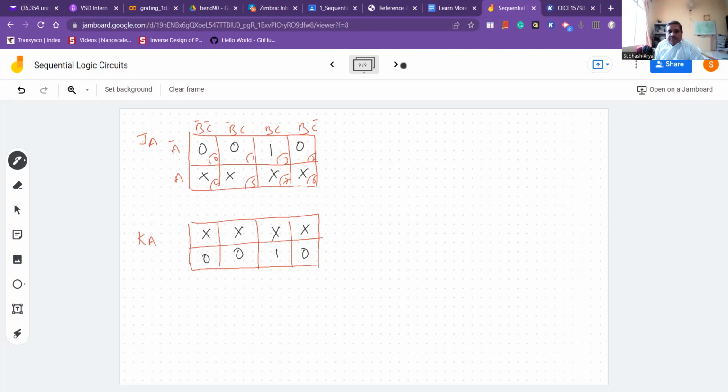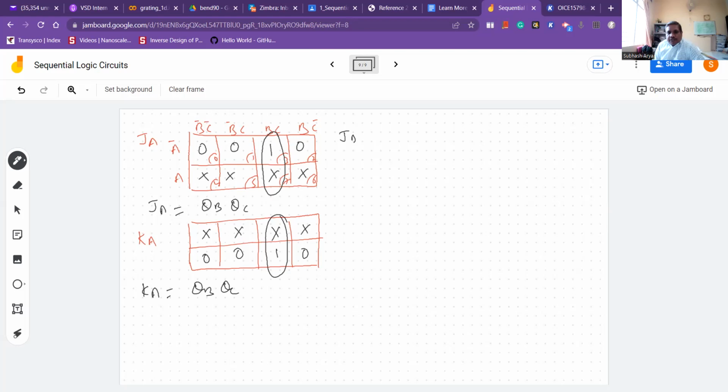Now simplify. Here this is 1 and this is cross, so we can easily make a group. Similarly here also. So JA is equal to QB QC, which we can write in full form as BC. Since it is an output, I have written it in expanded form. Similarly, KA is again QB and QC. Does that sound sensible?